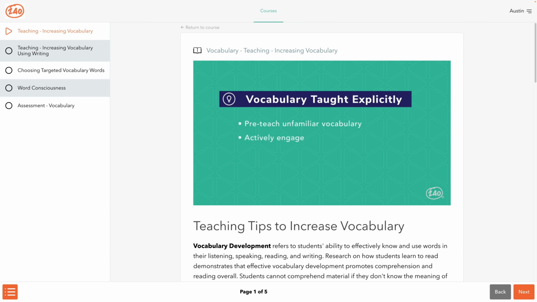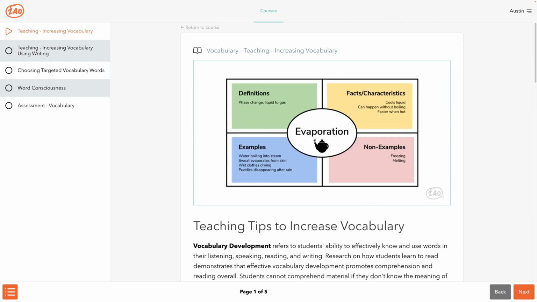Provide ways to actively engage students with new vocabulary. This engagement might include a graphic organizer, such as a simple concept map. The Frayer model, shown here, provides 4 standard boxes around the vocabulary term.